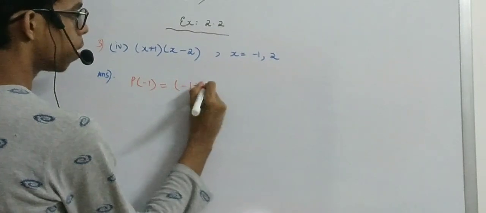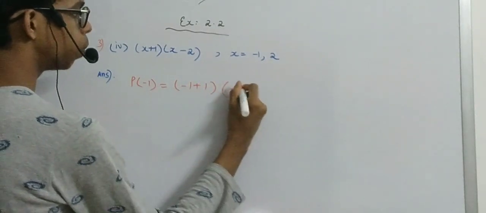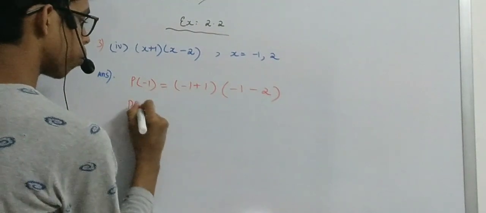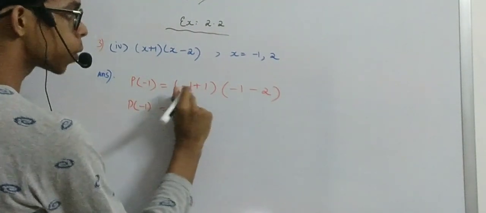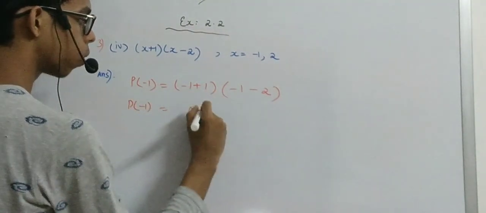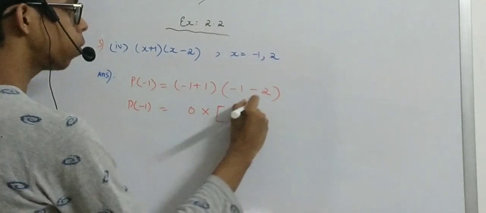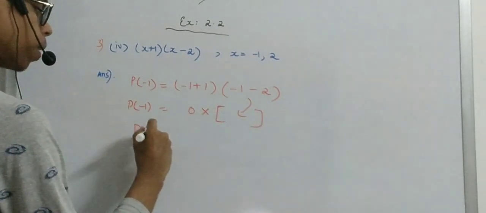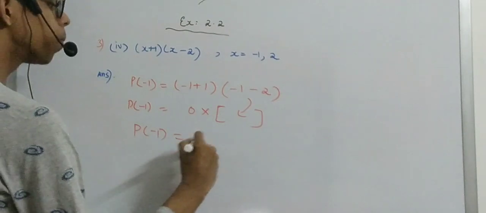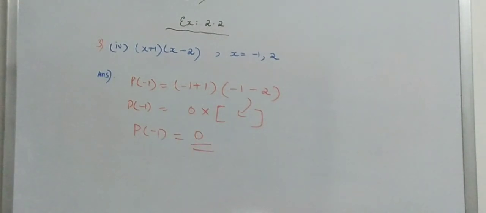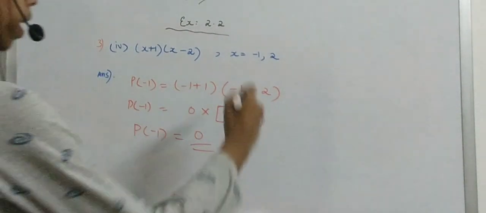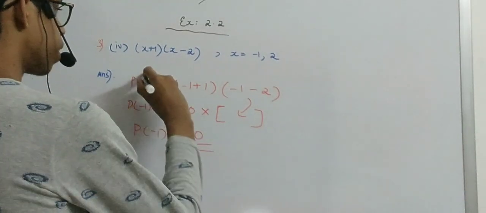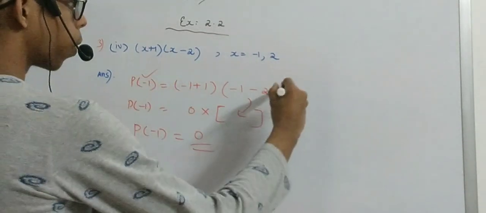So minus 1 plus 1 into minus 1 minus 2. So P of minus 1 is equal to minus 1 plus 1, which is 0. So 0 into anything is 0 itself. So we will get P of minus 1 is equal to 0. This means that minus 1 is the 0 of the polynomial.